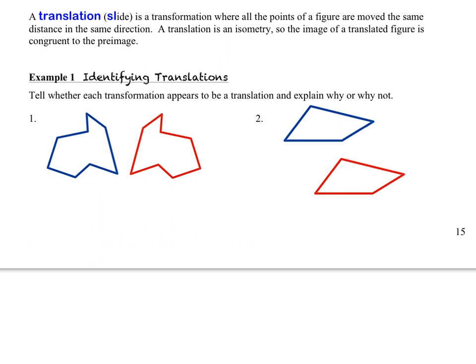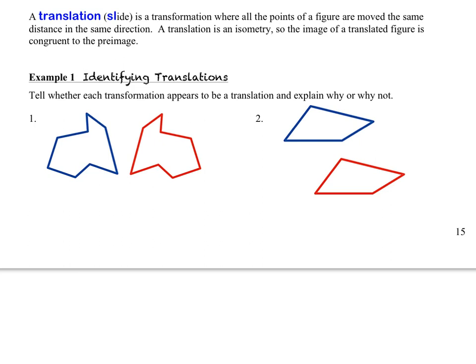A translation, which you probably called a slide in middle school, is a transformation where every single point on the figure is moved in the same direction and the same distance, so that the entire image appears to have been moved or translated from one location to another without changing size, shape, or orientation. A translation is an isometry, which you may remember is a type of transformation that does not change the size or shape of the figure. And that means that the image is going to be congruent to the pre-image.